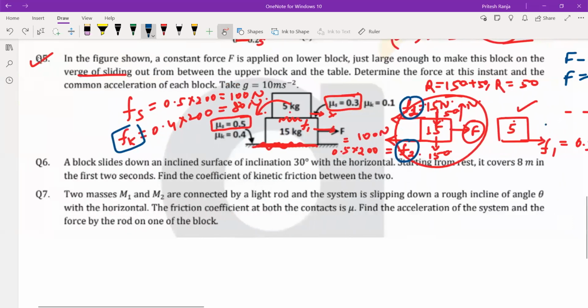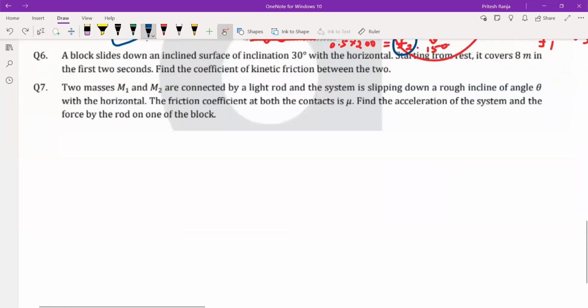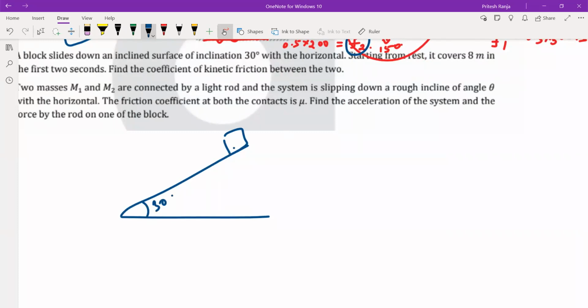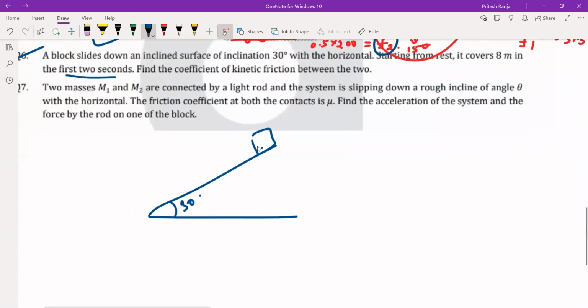Number 6 now all will do. Number 6 quickly we will do. A block slides down an inclined surface of inclination 30 degrees with the horizontal, starting from rest. It covers 8 meters in the first 2 seconds. So if the block is sliding down the incline, it also asks you to find the coefficient of kinetic friction.